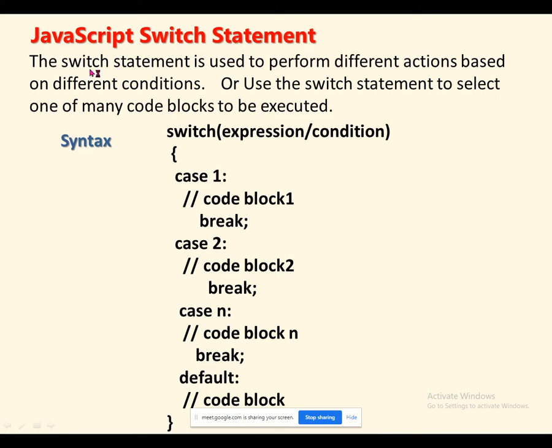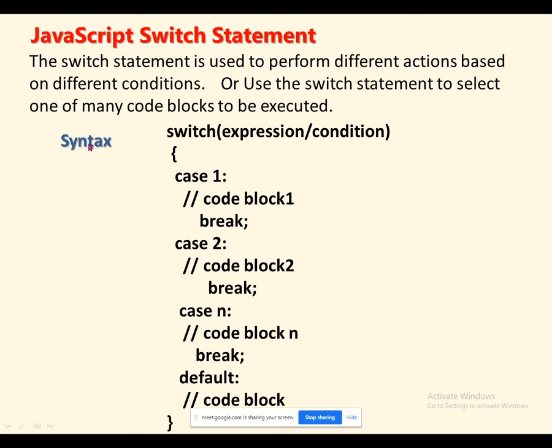The switch case statement is used to perform different actions based on different conditions. According to the condition, if you want to move to different cases, then you can use the switch statement to select one of many code blocks to be executed. One of many code blocks means you have more than one option, and only one option should be executed according to the condition. Then the switch case statement is used. So this is the explanation about the switch case statement.